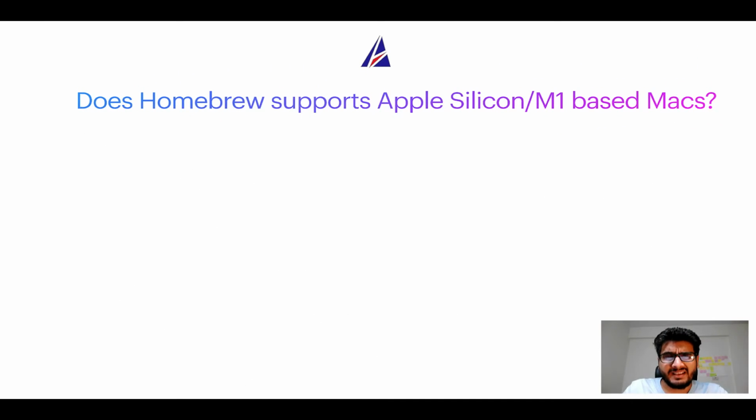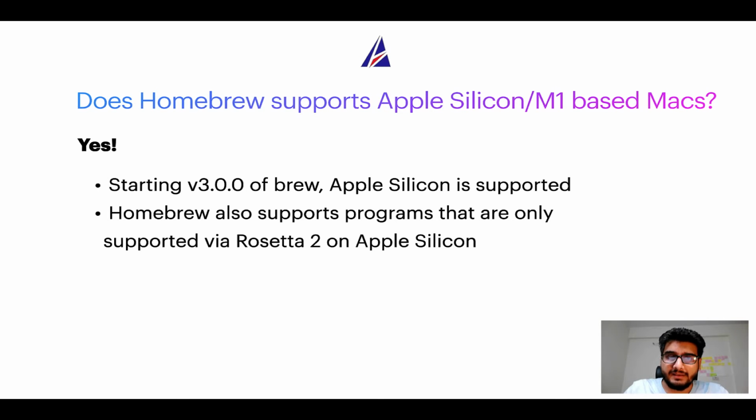Next question. Can you use Homebrew to install programs on Apple Silicon, or more popularly known as M1 MacBooks? Again, yes. Starting version 3.0 of Brew, Apple Silicon is now supported on Homebrew. In fact, Homebrew also supports programs that are at the moment only supported via Rosetta 2 on Apple Silicon. Now that I have answered your questions on safety and compatibility of Homebrew, let's get to the installation process.